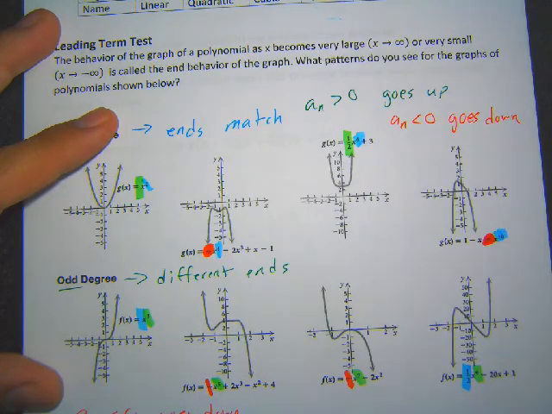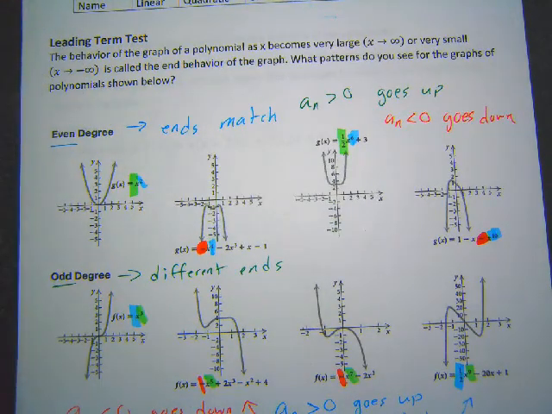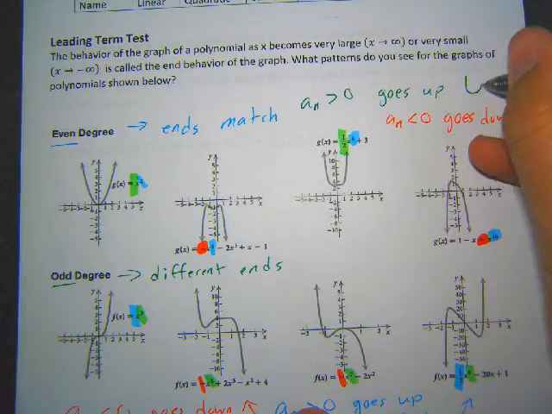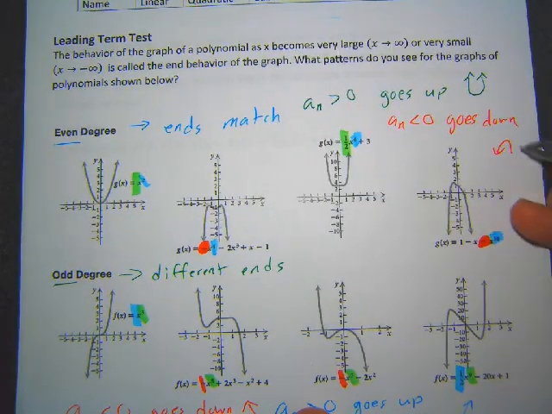And if a sub n is positive, if it's got a positive number in front, so it's bigger than 0, it goes up to the right. It's going to look like this versus a negative, which would look like this. And up here, I guess I could have drawn that. I could show this one's going to go up, both ends, and this one's going to go down, both ends.